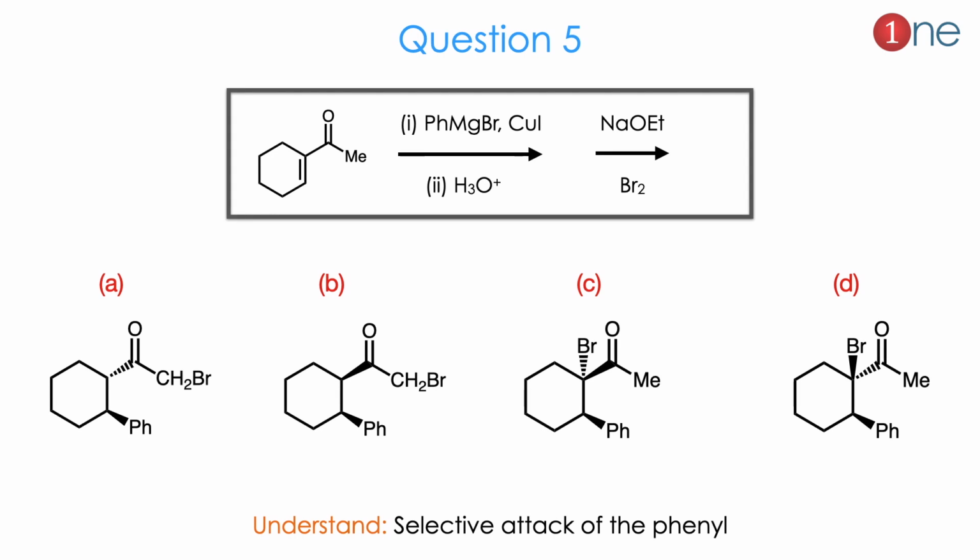Then the question number 5. Here the starting material is a ketone, one side attached with methyl, the other side attached with cyclohexene. The double bond in the cyclohexene is conjugated with C=O. You are using phenyl magnesium bromide and copper iodide and H3O+. Then you are using sodium methoxide and bromine. Here they ask you to find the product. The products differ in the stereochemistry as well as the position of bromine there. So you have to really understand the selectivity of attack of the phenyl.